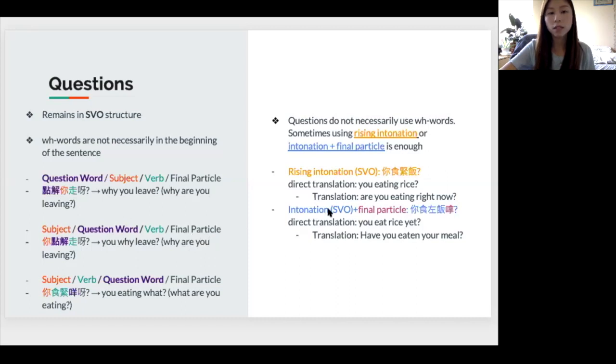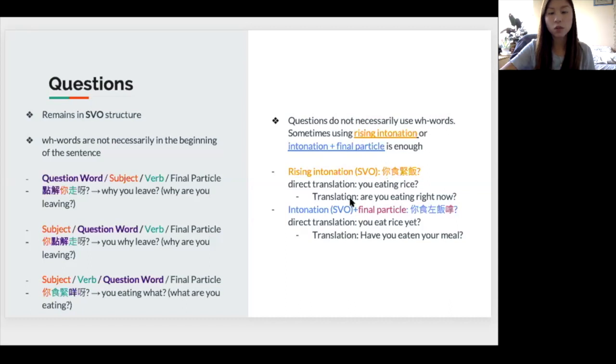Let's look on the right side. For questions that do not use WH words, sometimes SVO structure with a rising intonation or intonation plus final particle would be enough to indicate that it is a question. For example, rising intonation would be the question in orange in here. 你食緊飯? Again, 你食緊飯? Noted the rising intonation towards the end.